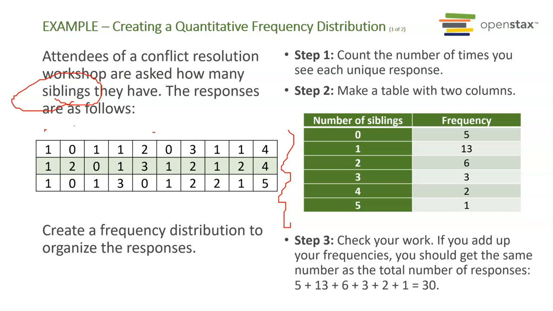How many said they're an only child? How many have 1? How many 2? Right? And you just count it up, and then you check to make sure that you got everybody. I have 1, 2, 3, 4, 5, 6, 7, 8, 9, 10. 3 rows of 10 is 30. Does this add up to 30? Yes. Then I got a 1.